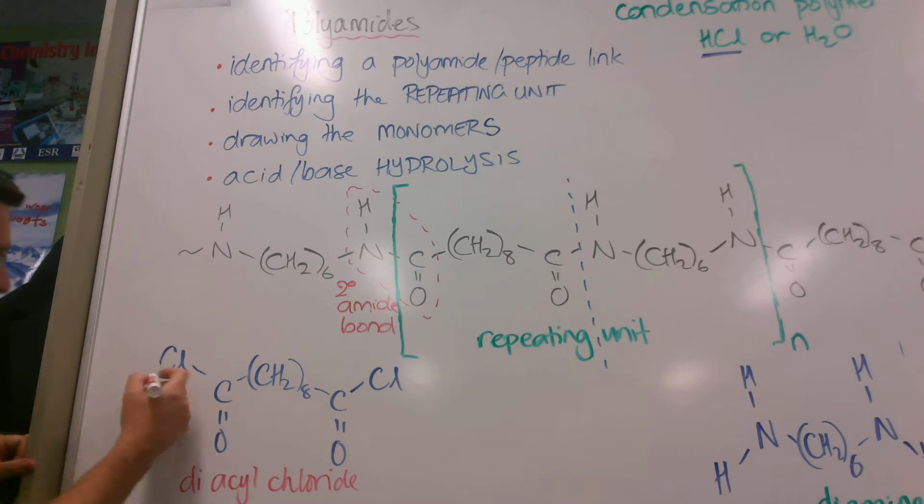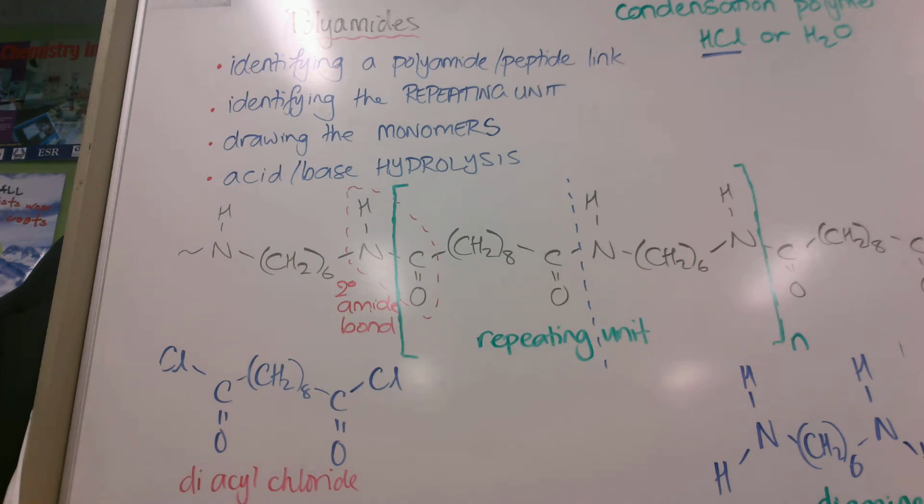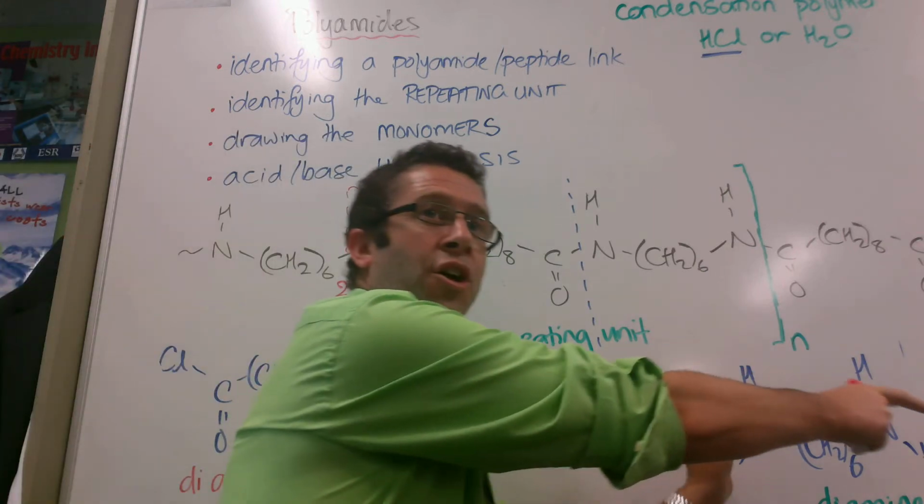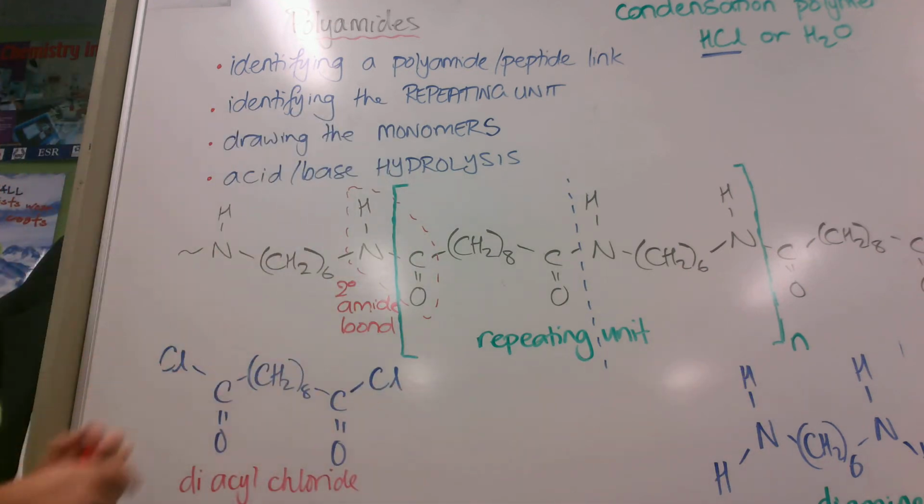If these were OHs instead, what would that be? Careful. A dicarboxylic acid. Well done. Okay? So you make them from something that's got the functional group on both ends. Notice the monomers have the functional group on both ends.